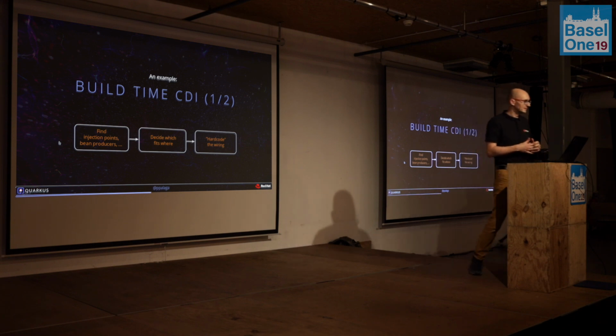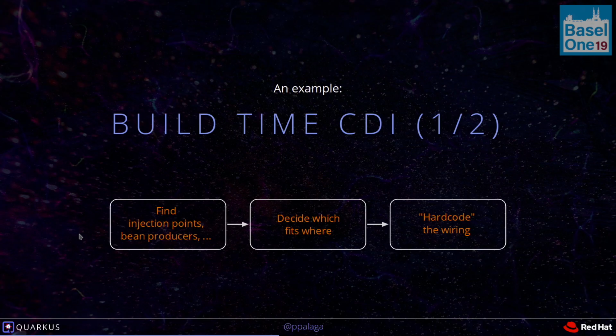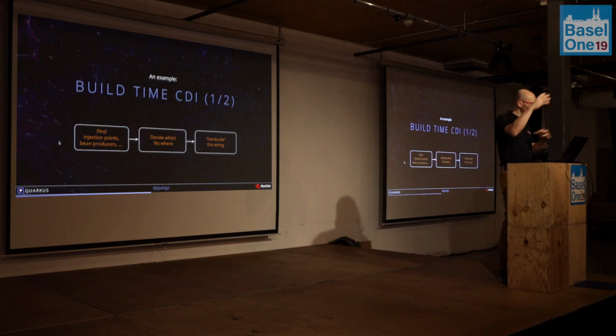Let's explain this at an example of CDI. CDI is dependency injection. So it means that you want to inject beans here and there, and typically at boot time in the container, all injection points need to be found in your classes, which can be quite a long process if you have many classes. All possible bean producers need to be identified, and those need to be matched against each other, which also may be a complicated process.